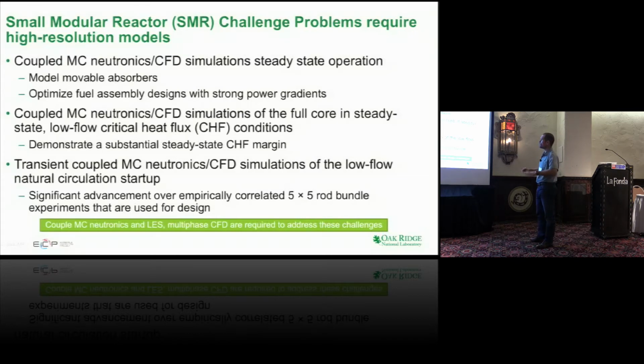Again, we're not proposing to replace those things because that gets into a licensing snafu. No vendor is going to sit there and say, oh, well, we can't build this reactor without high performance computing. But can we say that we can aid and provide virtual experimental data that can help them in the design and certification phase?